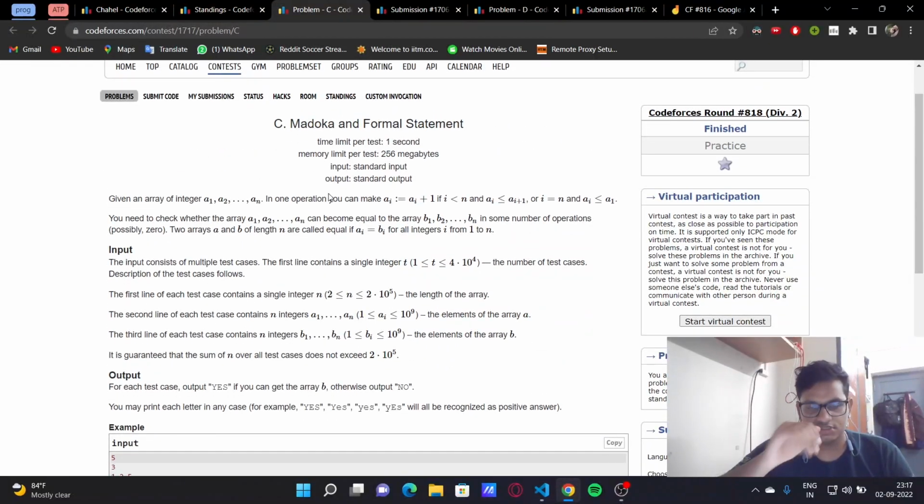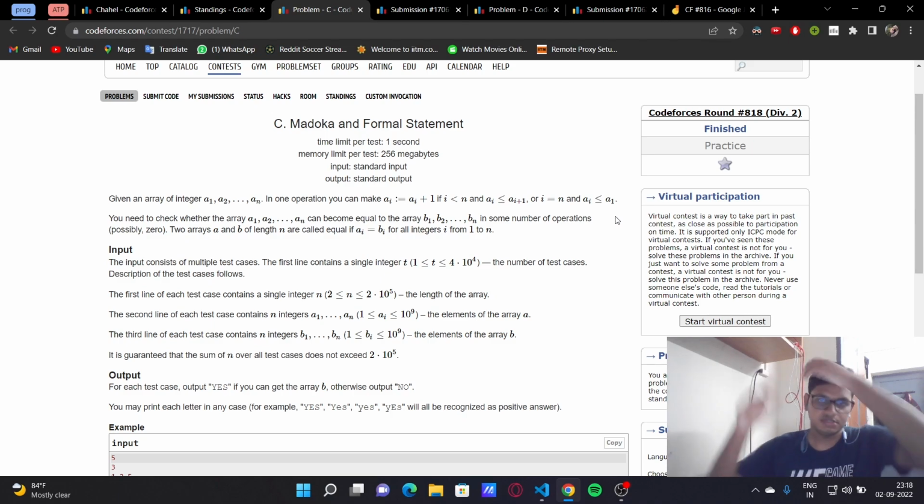So problem C, Madoka and formal statement. The problem is kind of interesting. They have defined an operation where you can basically increment A_i, any index of the array, by one if i is less than n and A_i is less than or equal to A_{i+1}, or i is n and A_i is less than A_1.